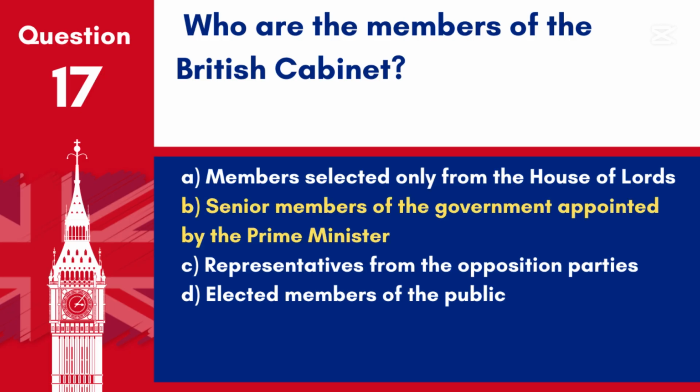Answer: B. Senior members of the government appointed by the Prime Minister. The British Cabinet consists of the top officials, usually senior members of the governing party or coalition, chosen by the Prime Minister to head various government departments.